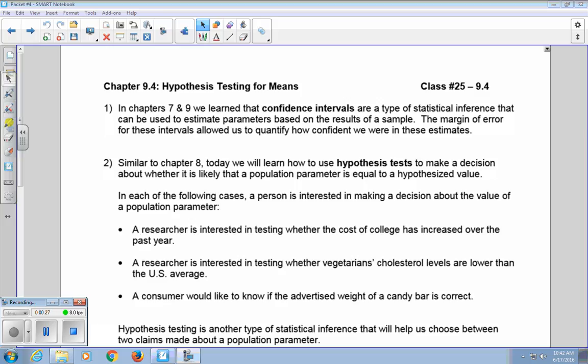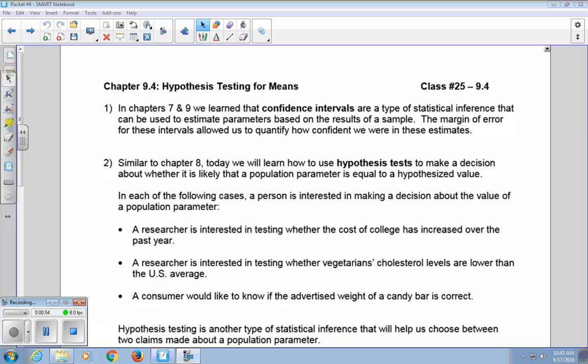Similar to chapter 8, today we are going to use hypothesis tests to make decisions about whether it's likely that a population parameter is equal to a hypothesized value. So in this chapter 9, section 9.4, we're looking at hypothesis tests specifically for means.